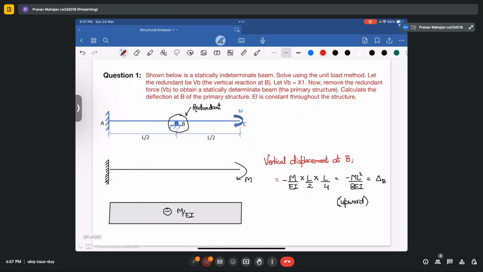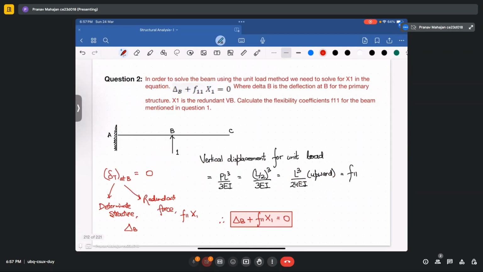So what are the steps that we have followed to solve this problem? Suppose any indeterminate beam is given to you, you have to take a redundant force. You will remove this redundant force and make the structure a determinate structure. Then you have to find the displacement at the point where the redundant force is applied. How will you do it? You will use the moment area method, and then you will find the vertical displacement at that point.